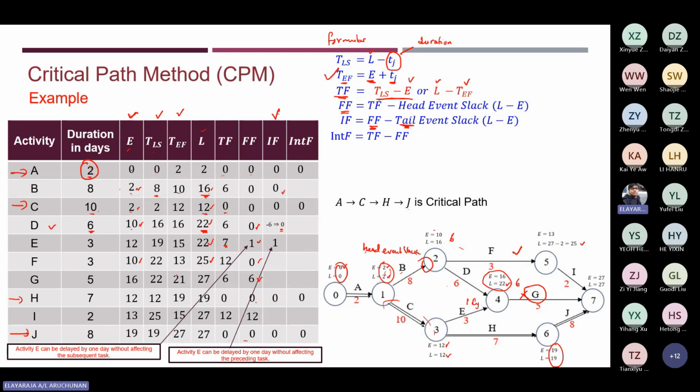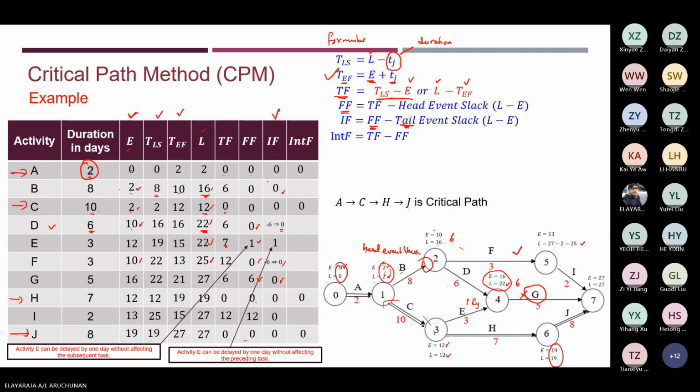Okay, now next activity F. Again for activity F, you will get tail event 16 minus 10, which is 6, so 0 minus 6, you assume that as a 0. And then activity G, same thing. You can see that you get a 0 value. If you look up the tail event slack, it is 6 as well, so 6 minus 6 is 0, so you just write the 0. And then I will be 0 as well.